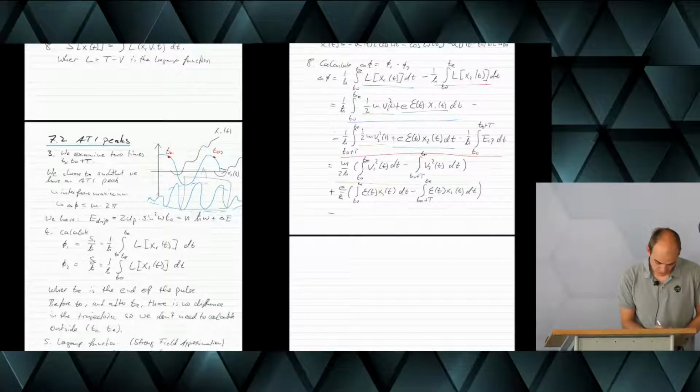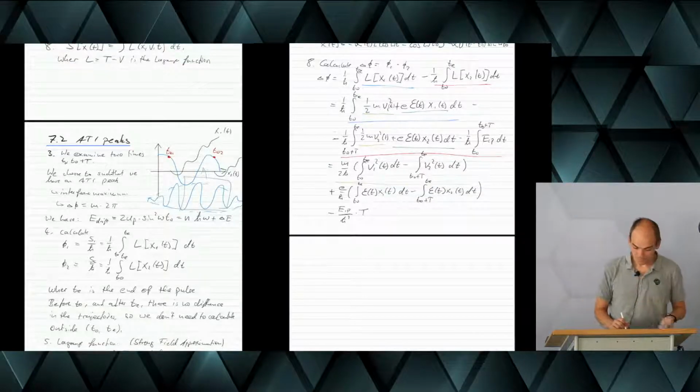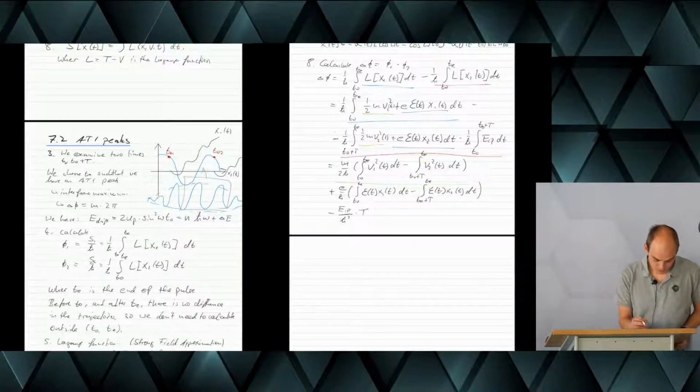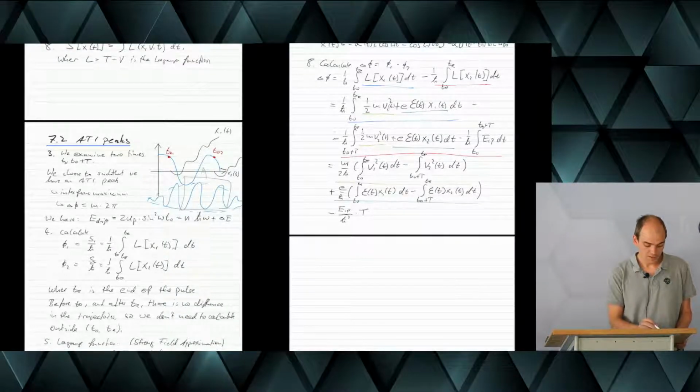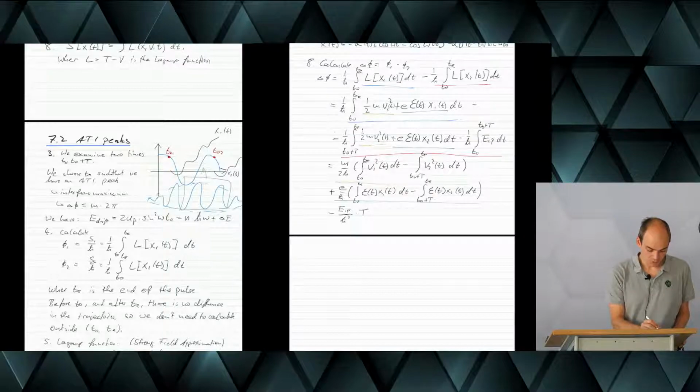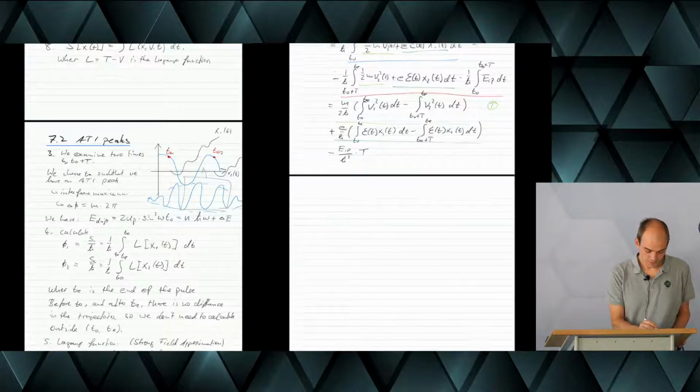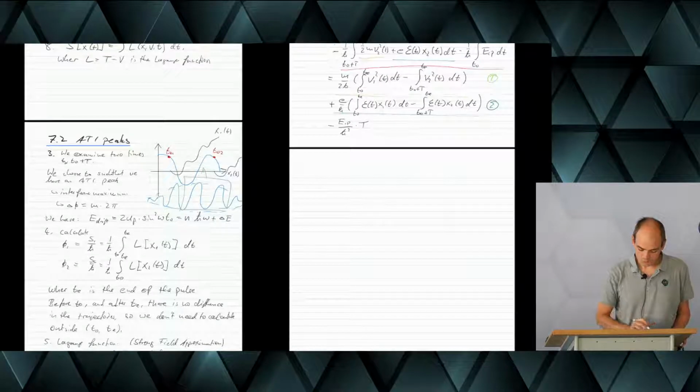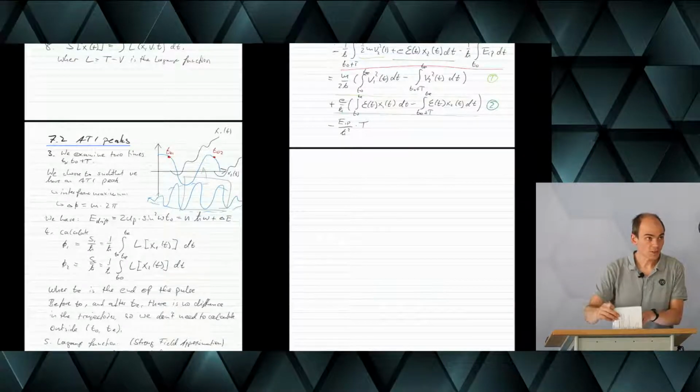And then finally we have just this term left, and we can readily integrate it. Simply Ip over h bar times the optical period. Okay, I forgot to underline this one. Now we will take a look at these two terms individually. We also call this one 1 and that one 2, and try to simplify those.